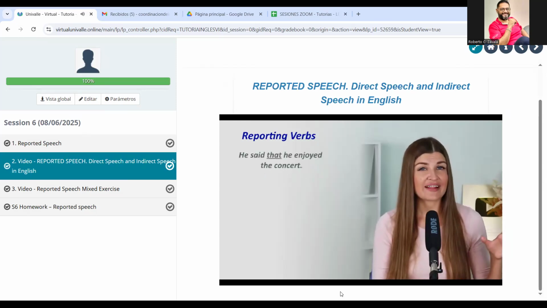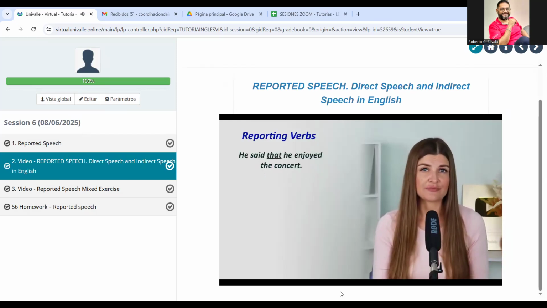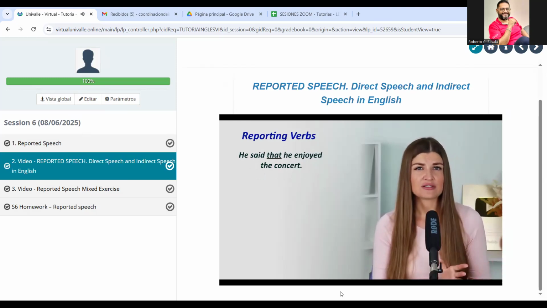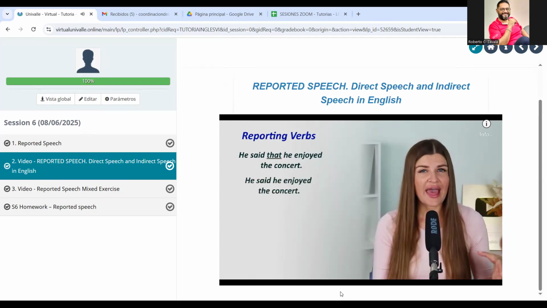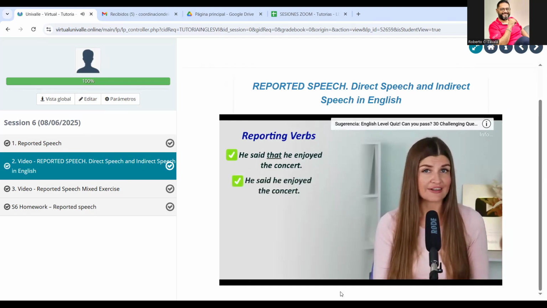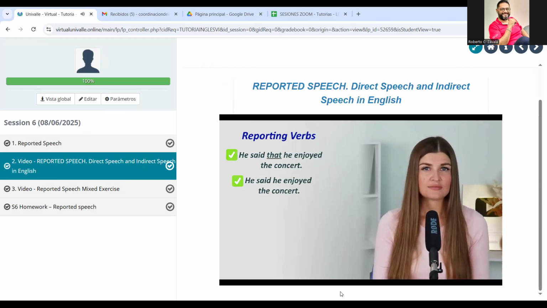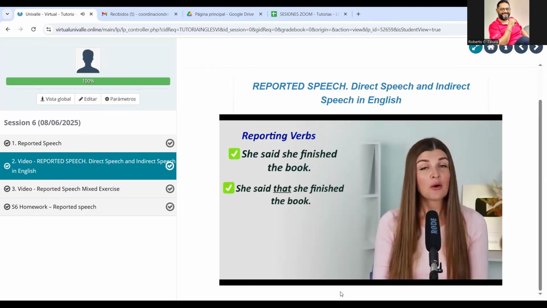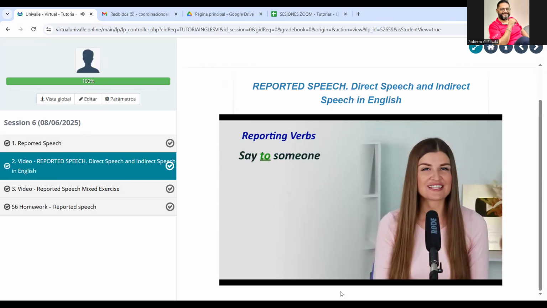He said that he enjoyed the concert. You can choose to include that or leave it out. He said that he enjoyed the concert. He said he enjoyed the concert. You can use both options. She said she finished the book. She said that she finished the book. Both sentences are correct. We can also use the structure say to someone.